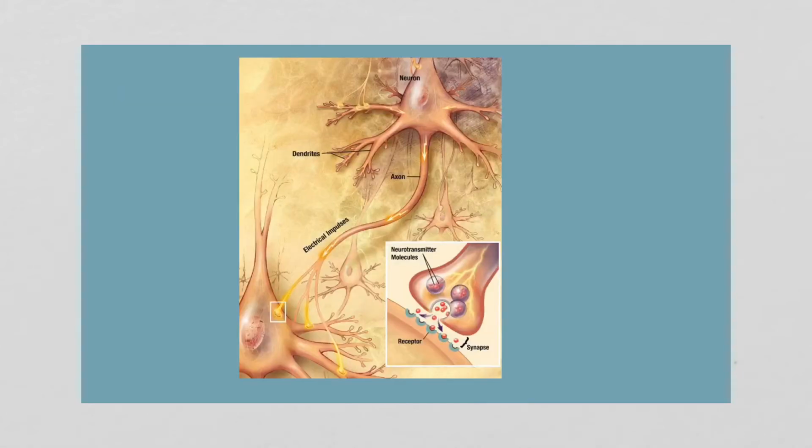So here is a picture of some neurons, and we have the presynaptic neuron and the postsynaptic neuron, and we can see an action potential is coming down this axon. And right here we have the axon terminal, and this is that synapse, the space between the axon terminal of the presynaptic neuron and the cell body or the dendrites of the postsynaptic neuron.